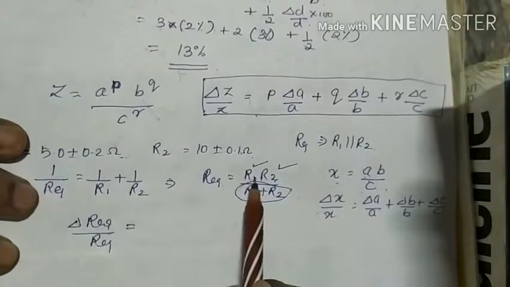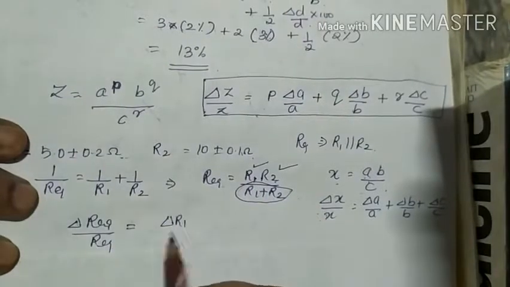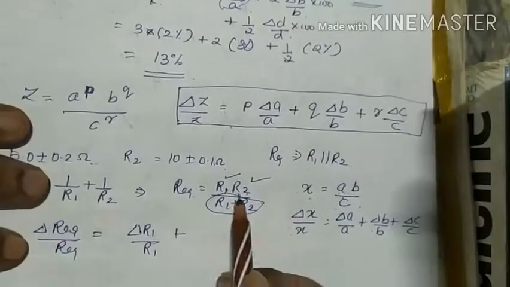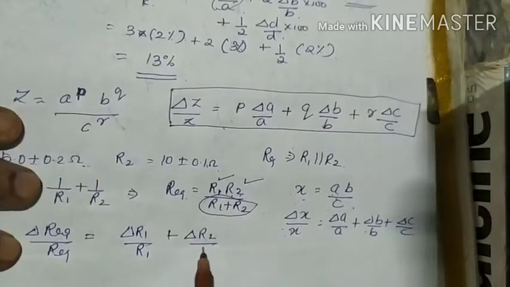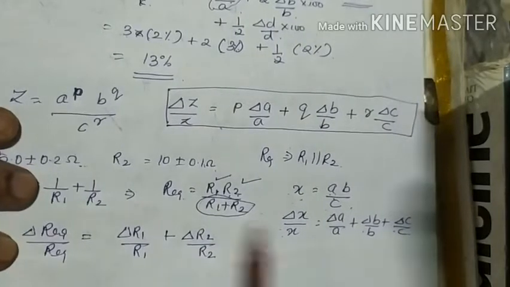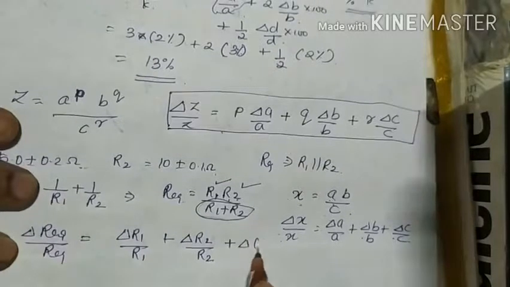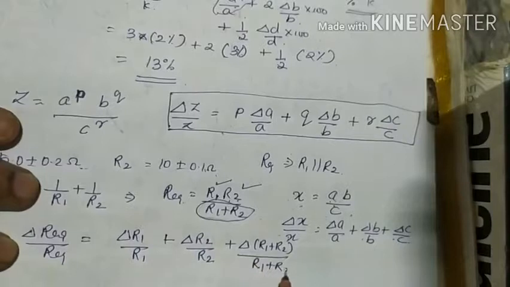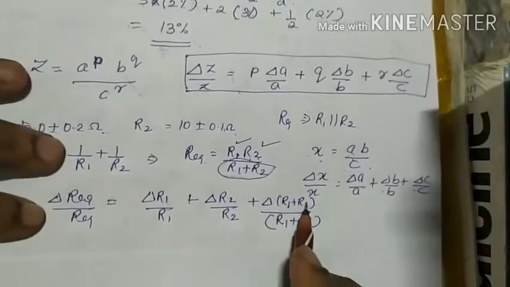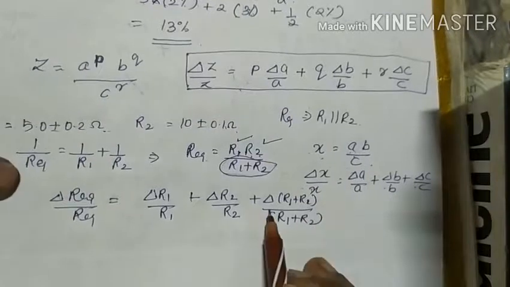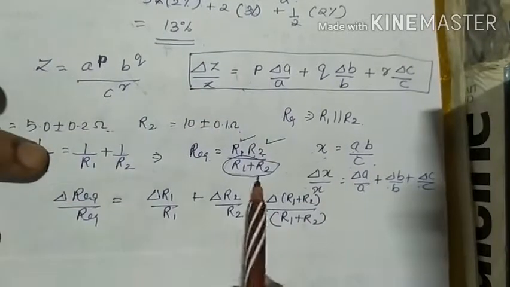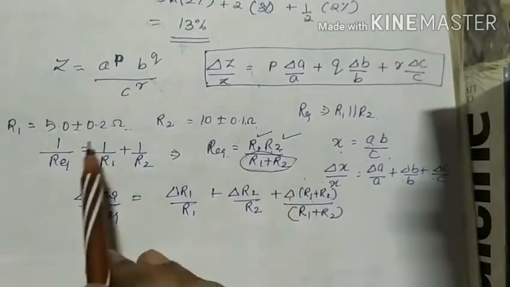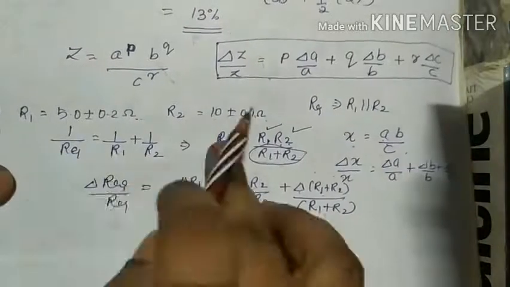A, I just told you, is R1. So it is delta R1 by R1 plus, what is delta B by B? That is R2's term, delta R2 divided by R2. What is delta C? It is R1 plus R2, so delta of R1 plus R2 whole divided by R1 plus R2. Now the problem comes. What is delta of R1 plus R2? That is the error when two resistors are added. Just listen: error when two numbers are added.